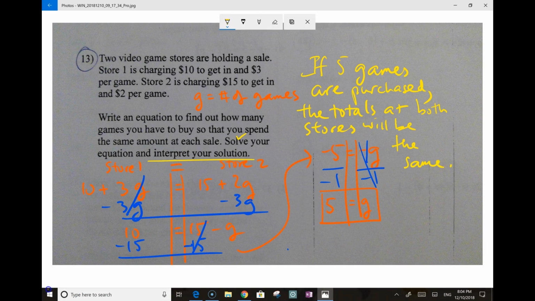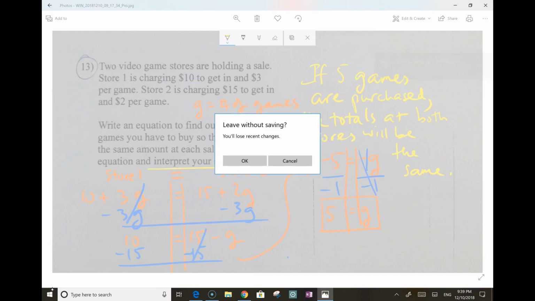All right, let's go ahead and move on to the next example.